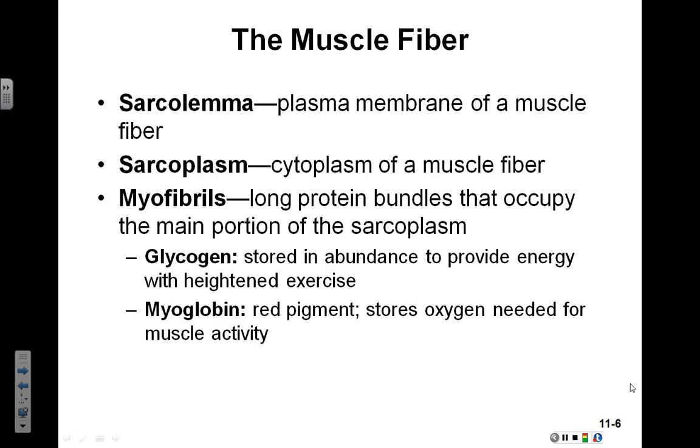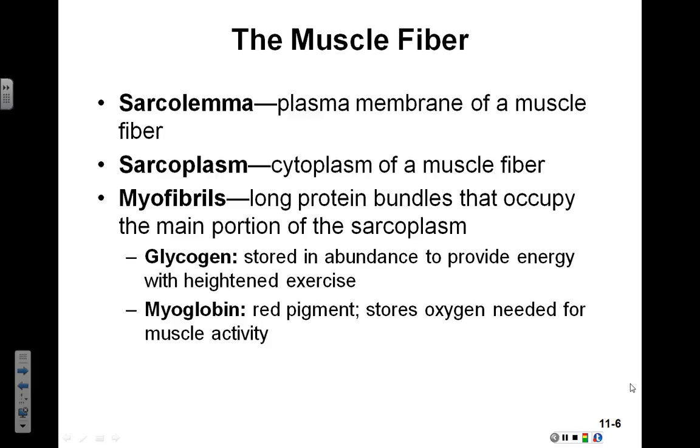Myofibrils contain glycogen. Glycogen, which you should have studied in Biology 103, is a polysaccharide or a complex sugar that's needed when you do extensive or intense workouts. You're going to need glycogen stored in abundance to provide energy for what? Heightened exercise. So glycogen, you know that from Biology 103.